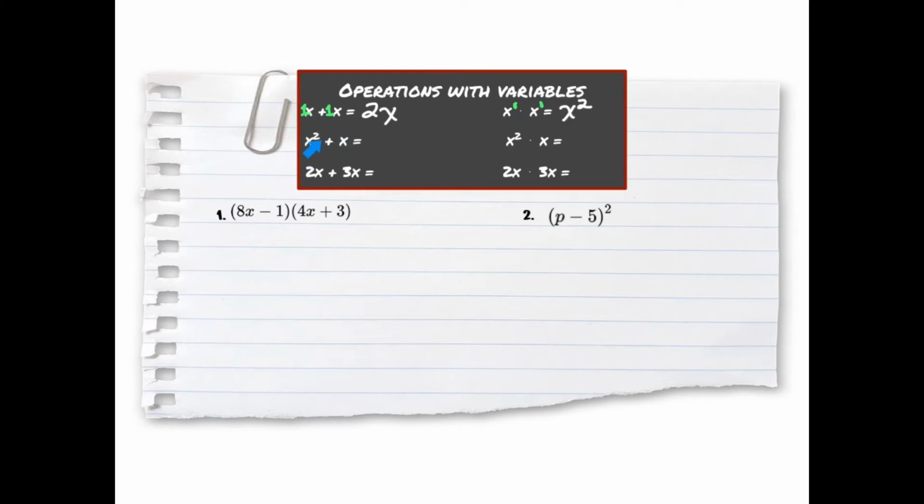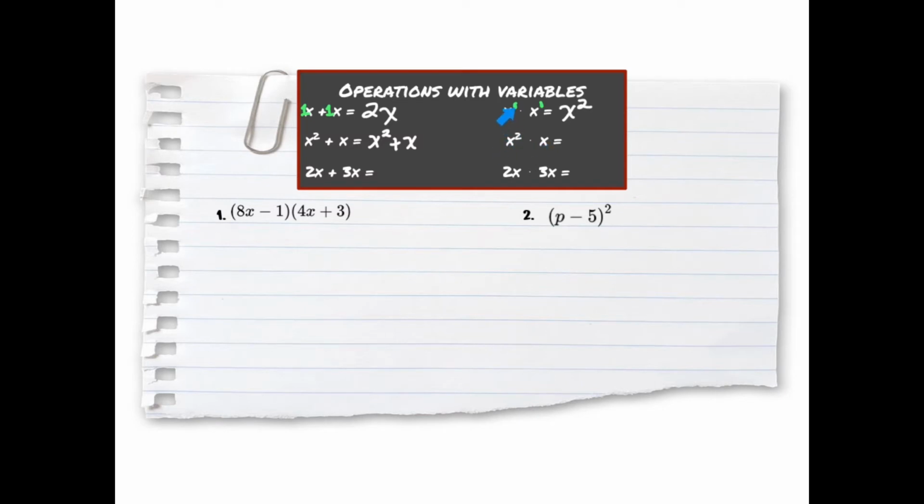Okay, now let's look at this right here. We have x squared plus x. In order for us to do this, we need to have like terms, same variable, same exponent. Here, we have the same variable, but different exponents, so we cannot add them. So this will remain exactly the same, x to the second power plus x, which is entirely different from doing x to the second power times x.